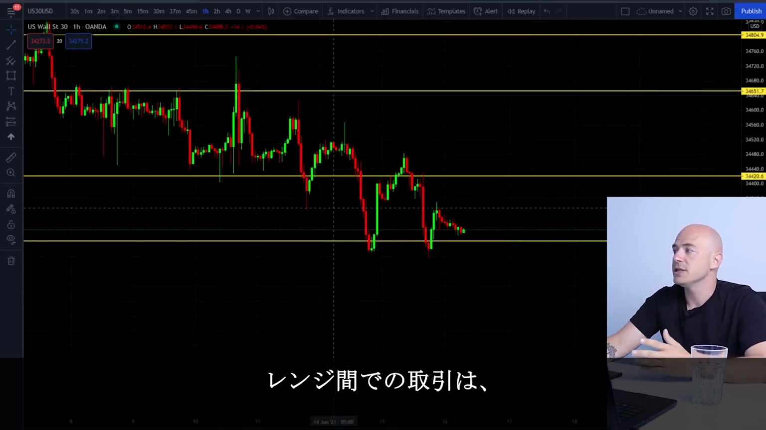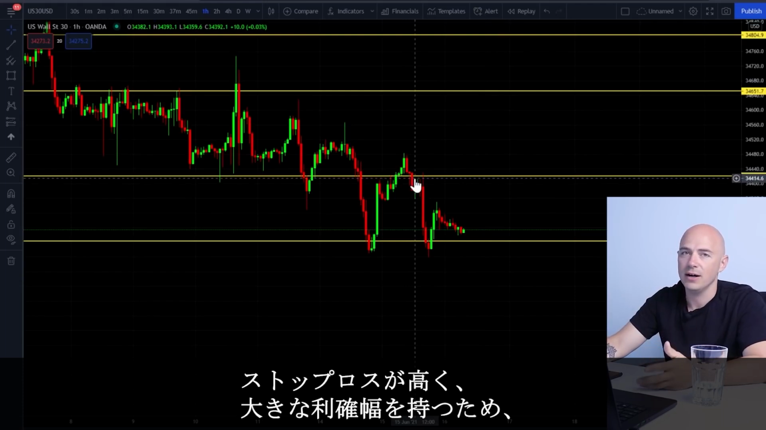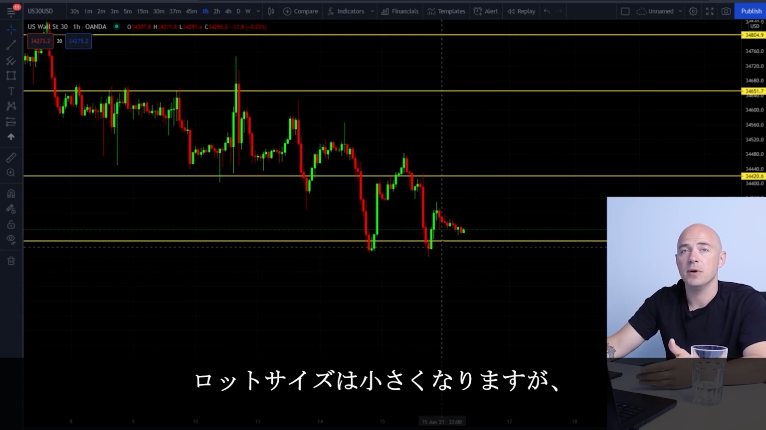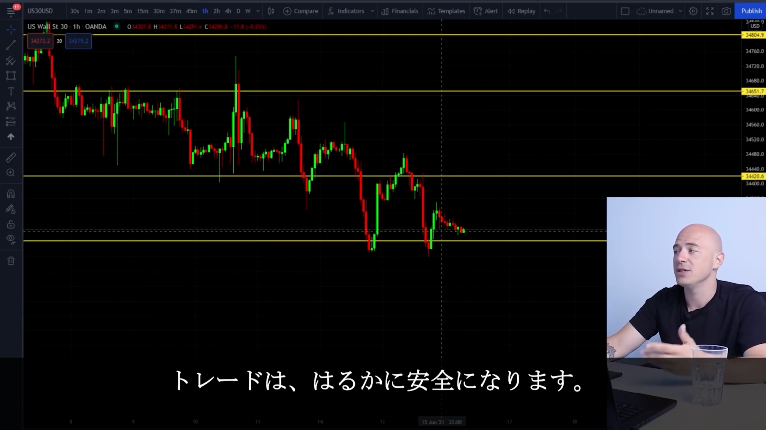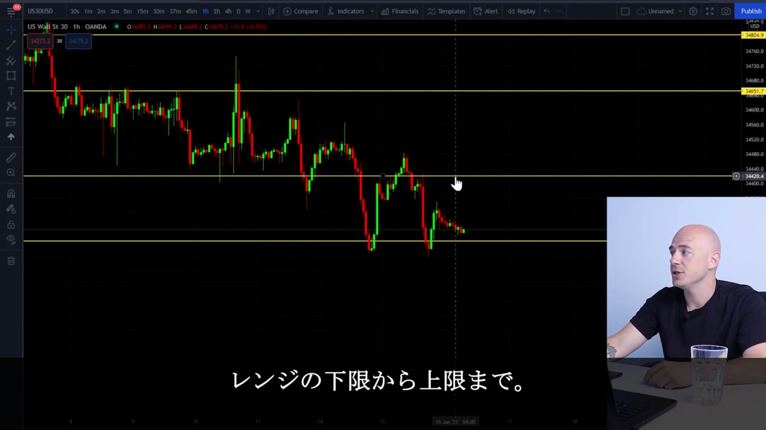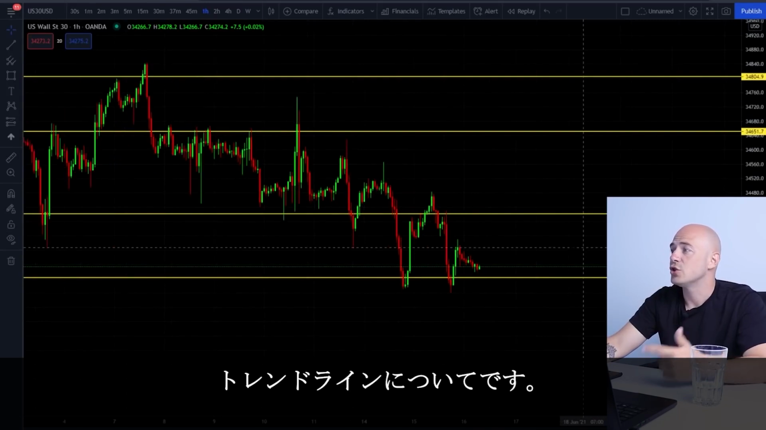Trading between ranges is one of the easiest things to do, especially on a higher time frame. You have a higher stop loss and a bigger take profit. So with that comes a smaller lot size, but your trades are much safer. Top to bottoms of ranges and bottoms to tops of ranges. But what I really want to discuss, which is the question that I got the most, was trend lines.